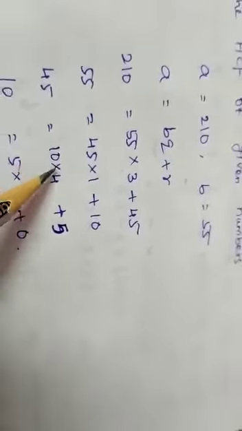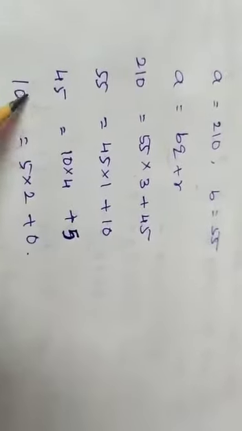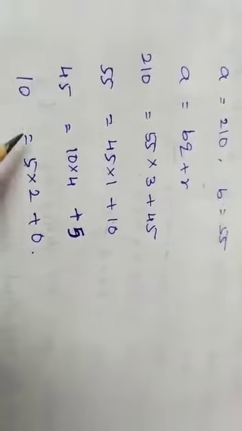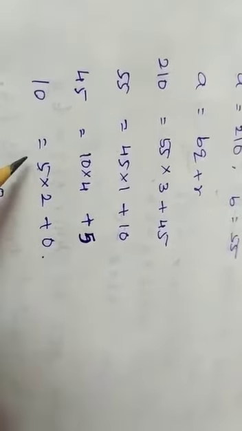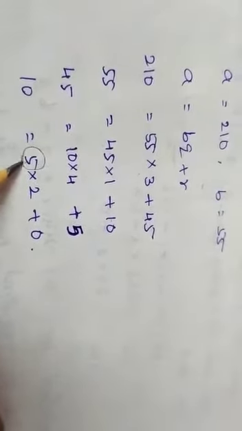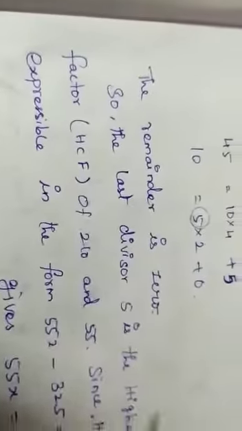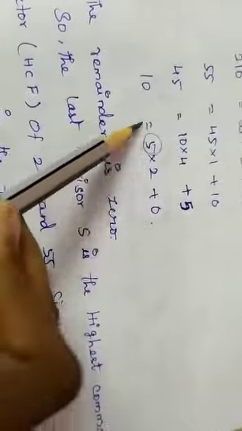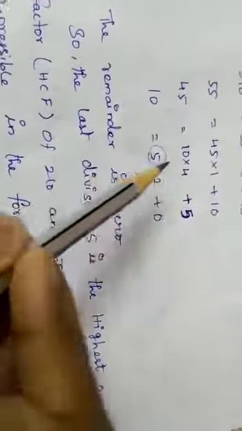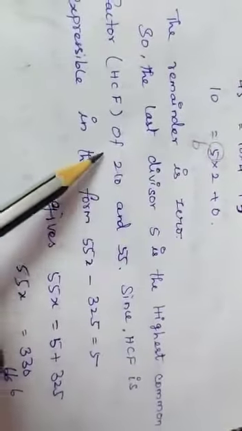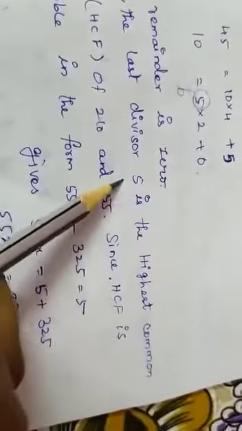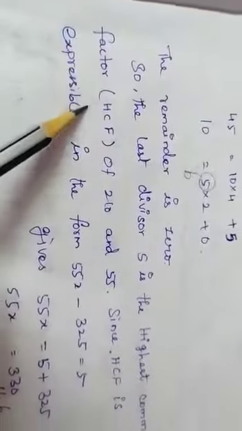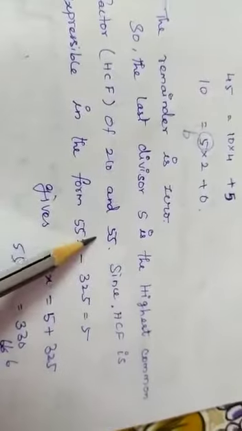So 45 equals 10 into 4 plus 5. Then we'll take this 10 here and 5 here. Then 10 equals 5 into 2 plus 0. So we have got the value. Our value is 5. So the remainder is 0. So the last divisor, here this is the divisor, that is b, is the highest common factor, HCF of 210 and 55.